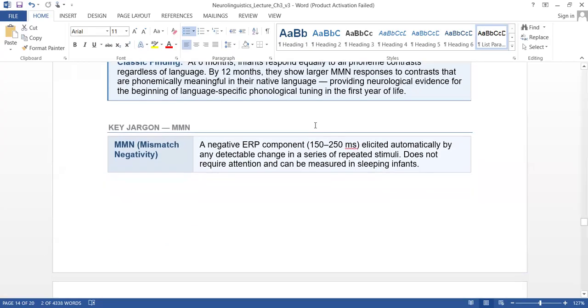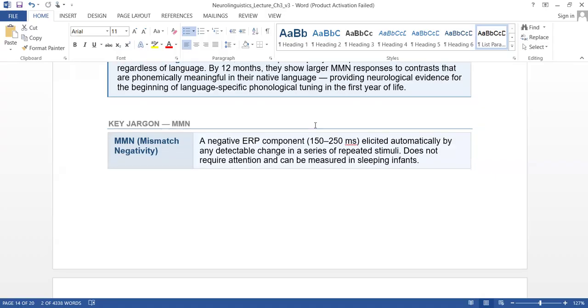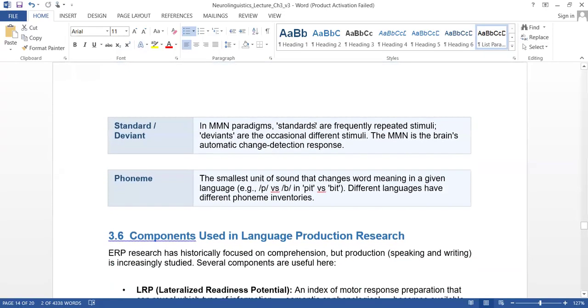And it has implications for child language acquisition. A negative ERP component elicited automatically by any detectable change in a series of repeated stimuli doesn't require attention and can be measured in sleeping infants. In the MMN paradigm, standards are frequently repeated stimuli. Deviants are the occasional different stimuli. The MMN is the brain's automatic change detection response, right?